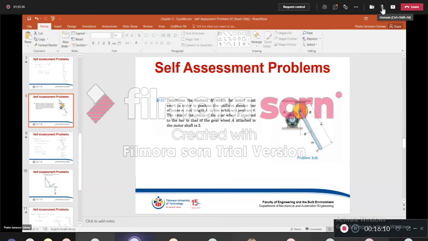All right. Okay. Let's look at this one. This will be the last one that I'm going to take with you. It says determine the moment M which the motor must exert in order to position the uniform slender bar of mass M and length L in the arbitrary position theta. The ratio of the radius of the gear attached to the bar to that of the wheel A attached to the motor shaft is 2.